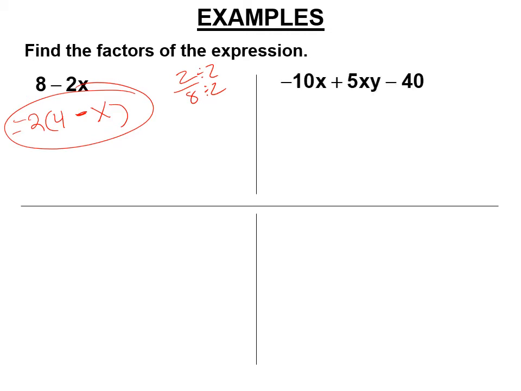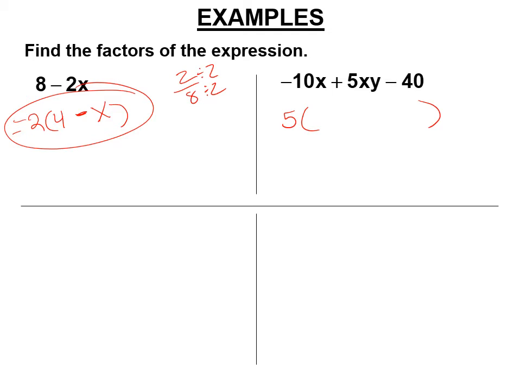Okay, so what's the greatest common factor of 10, 5, and 40? Well, it's 5. And you're going to always take out a positive. Oh, am I? Yes, I think we are. This is a very good question. Yeah, we're going to take out a positive.